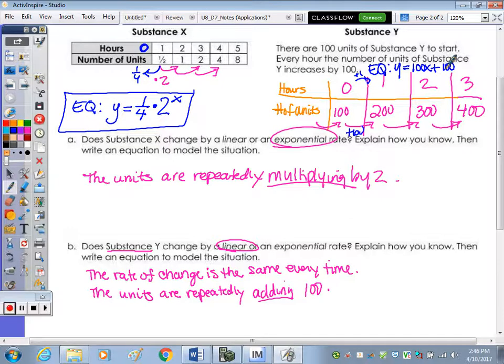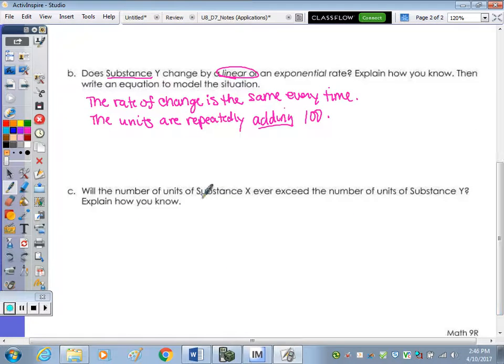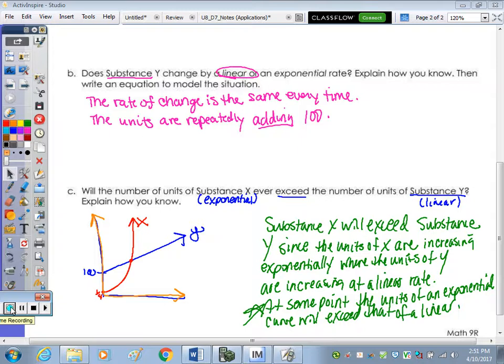Now the last part of the question, and the equations might help you. Will the number of units in substance x, and substance x was the exponential one, ever exceed or go beyond the number of units in substance y, which is linear? Explain how you know. Okay, to finish part C, this is a response that we put together as well as a graph to model the situation of the number of units in substance x versus y.